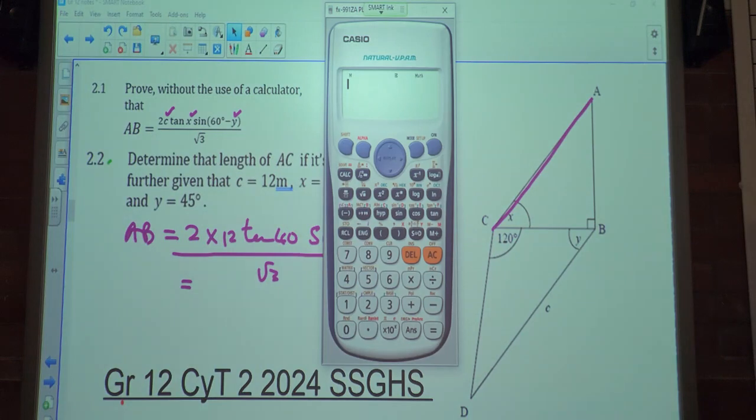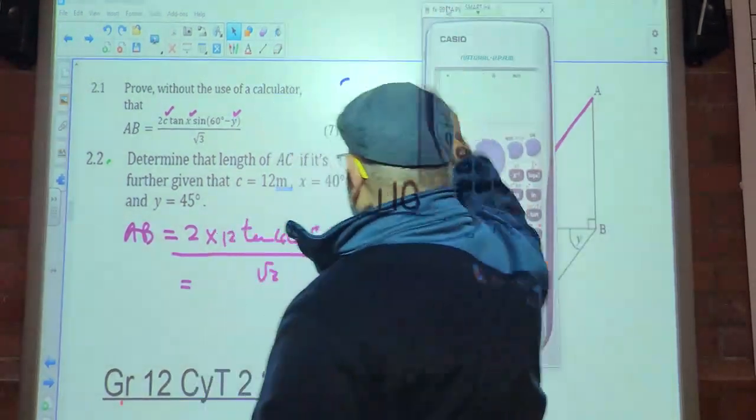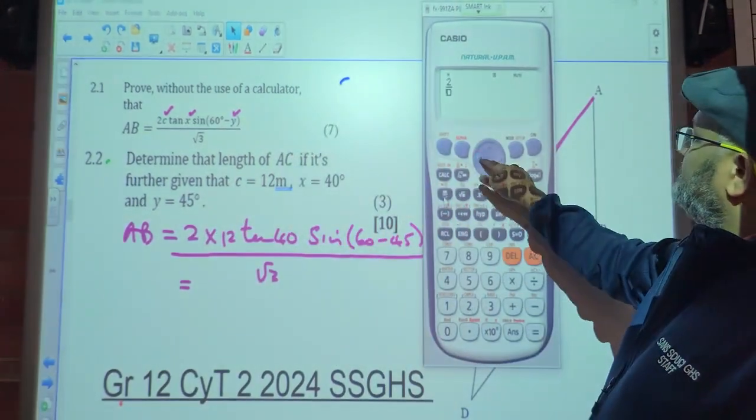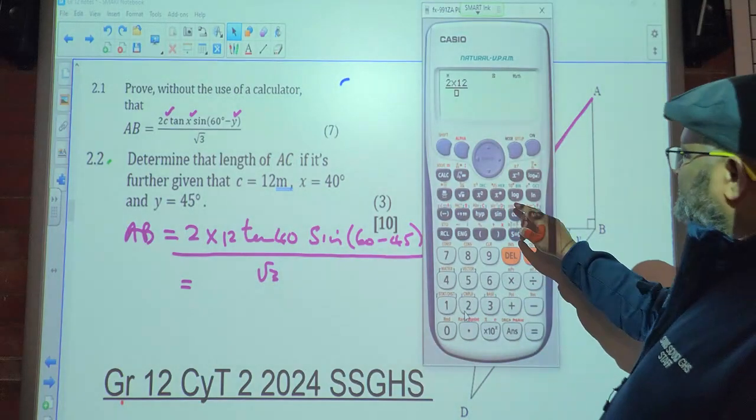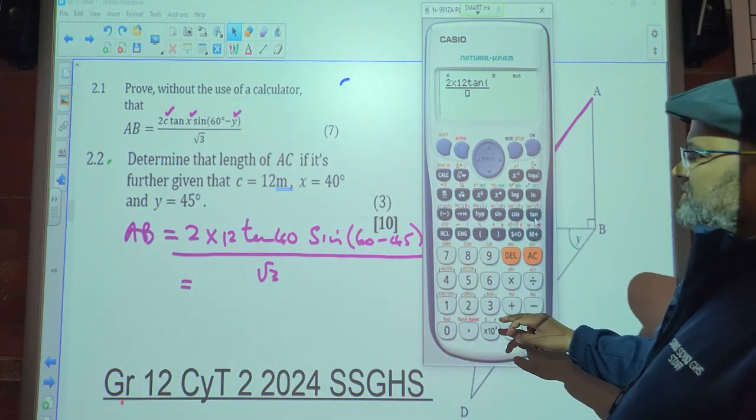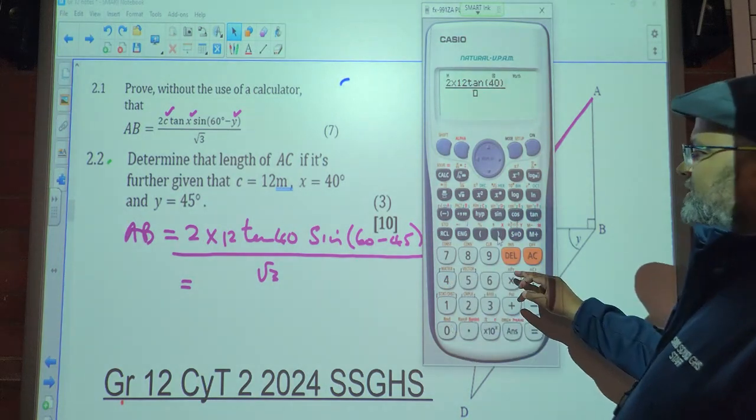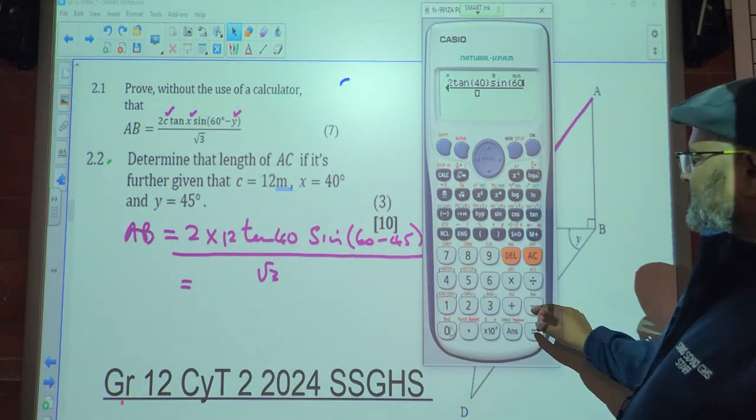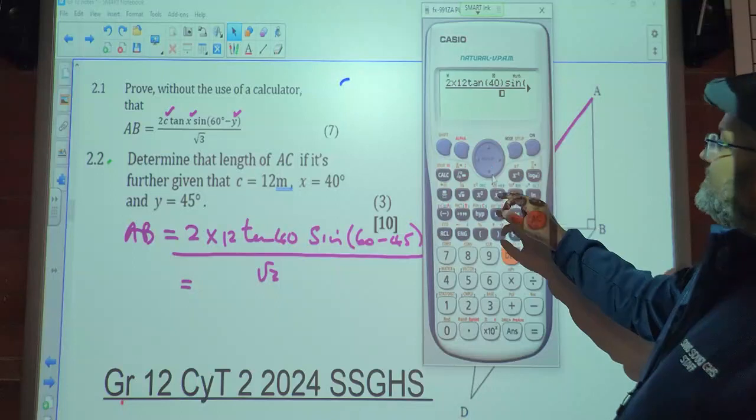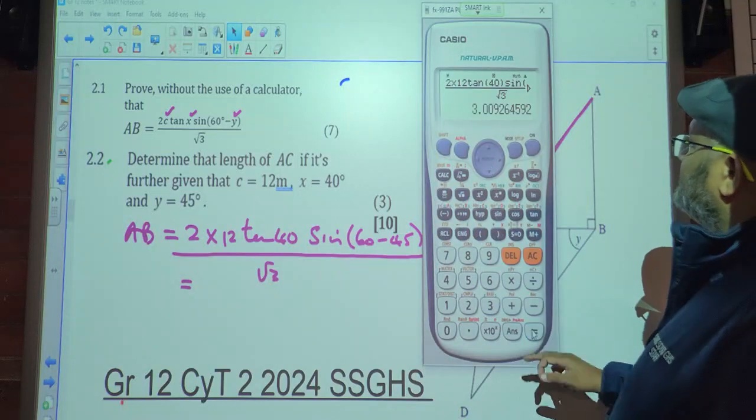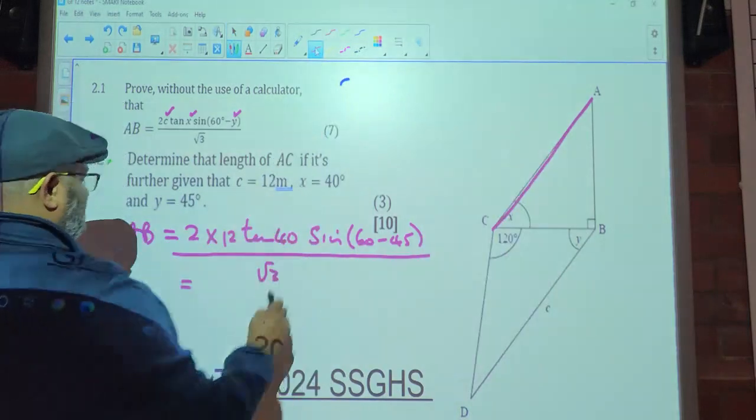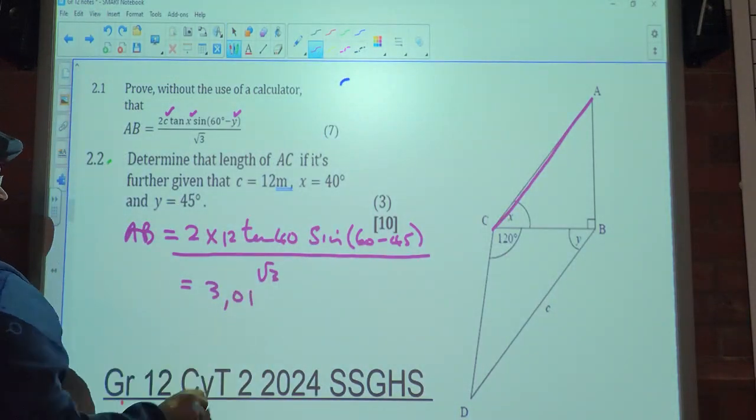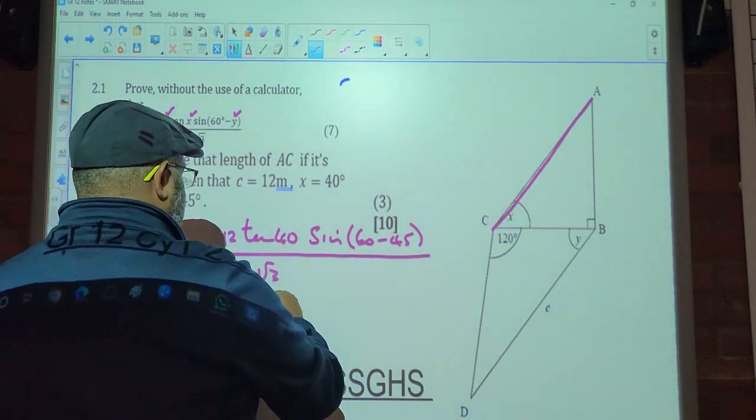You put that in the calculator, it's simply 2 times 12 tan 40, sine 60 minus 45 over root 3, comma 0 1. That's 3,01 meters. Okay.